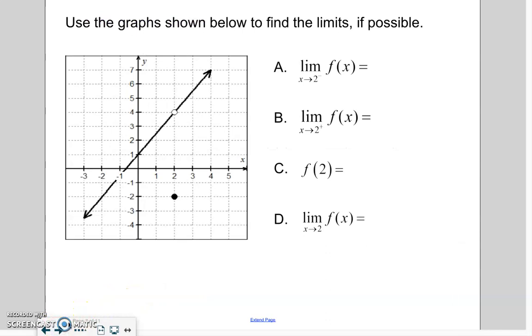All right, so let's do some examples. It says just find your limits. Okay, so your first one is x is approaching 2 negative, which means from the left.